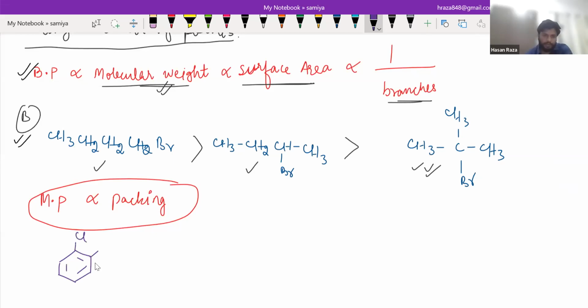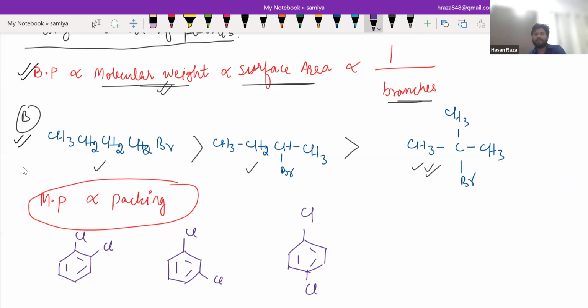This is fluorine, this is fluorine, this is ortho chlorine, this is meta chlorine, and this is para. So see, is everyone done up to this part? Boiling point? Please do respond in chat box at least, please. Okay, thank you everyone. Yes.